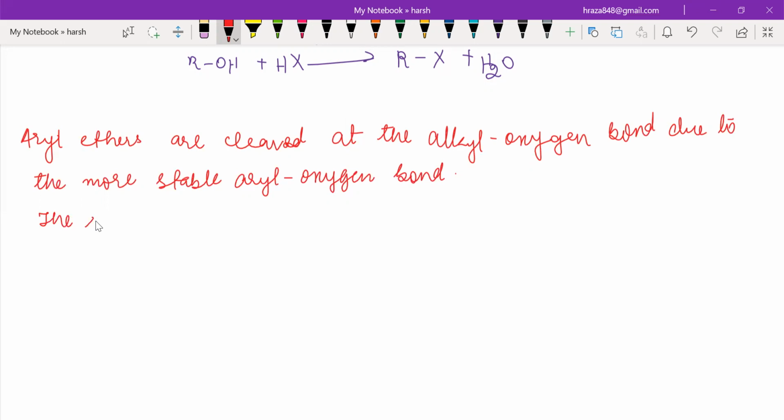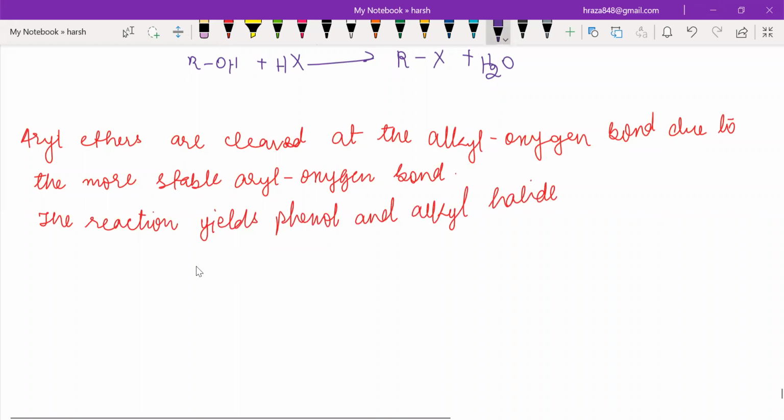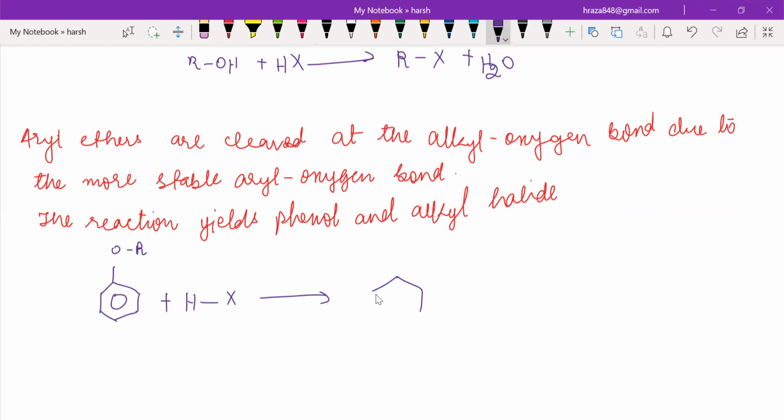The reaction yields, you can write, phenol and alkyl halide. So now you can see this is aryl ether. If you are going to react this with HX, there will be formation of phenol, OH, and this RX will be eliminated.